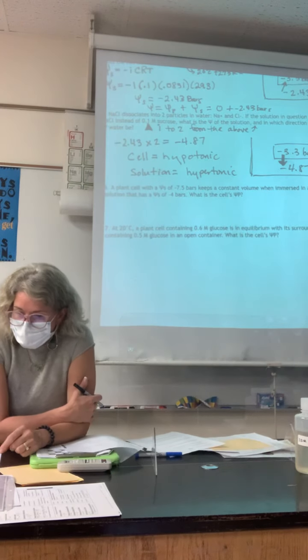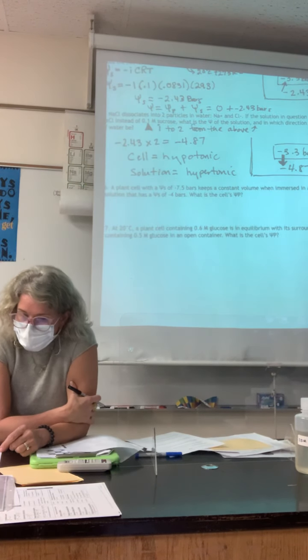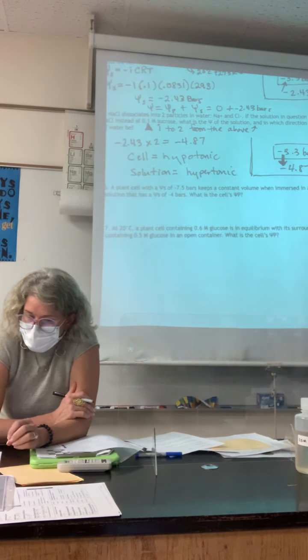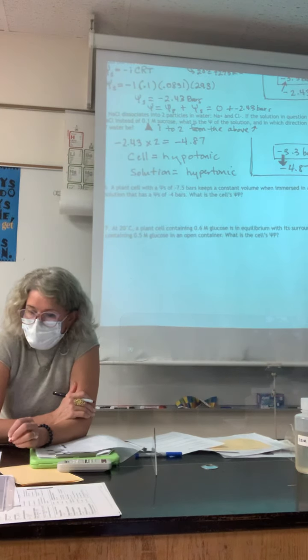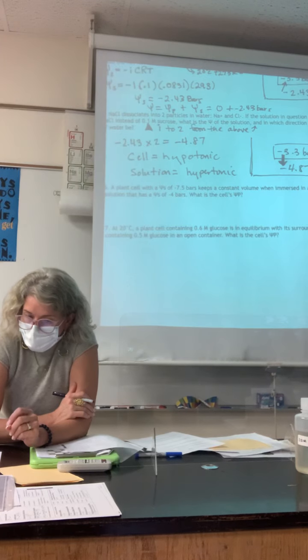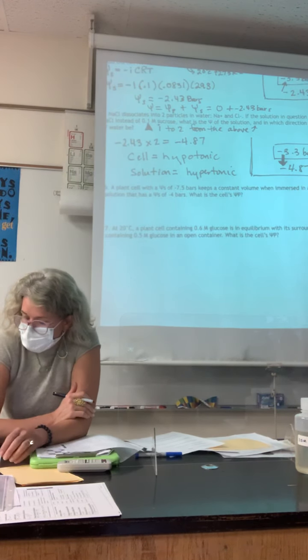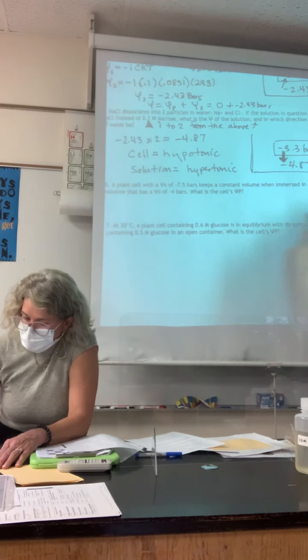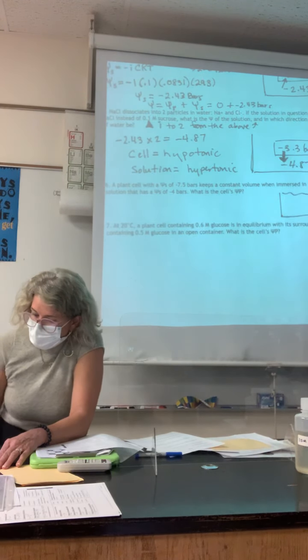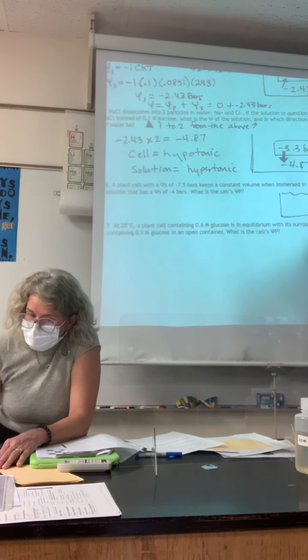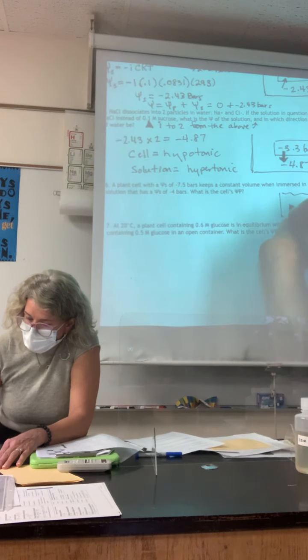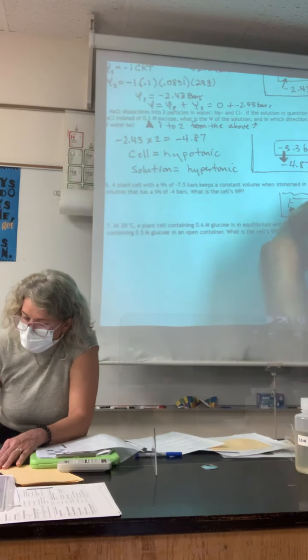Okay, we're going to get a little harder in the next two problems. A plant cell with a solute potential of negative 7.5 bars keeps a constant volume when it's immersed in an open beaker that has a solute potential of negative 4 bars. What is the cell's water potential? Let's draw a picture so that we can ground ourselves and visualize this math problem and get a little more right-brained. So there's our open container, and in our open container we have negative 7.5 bars.